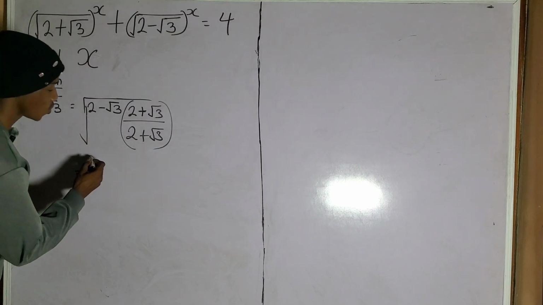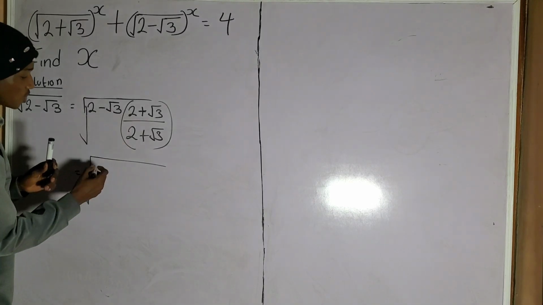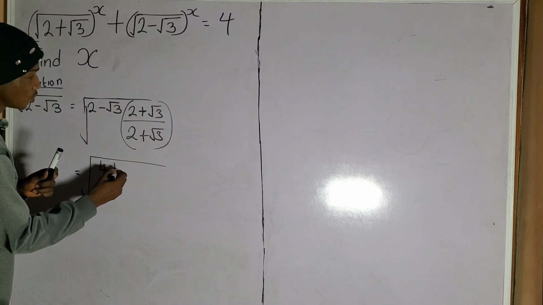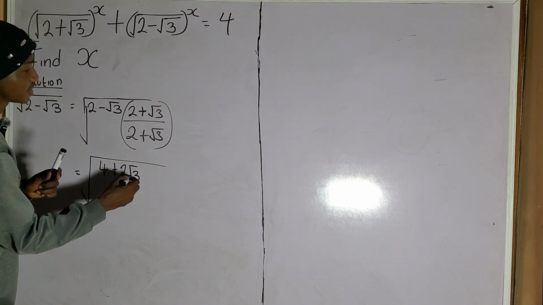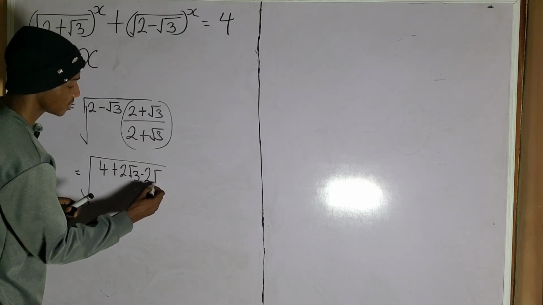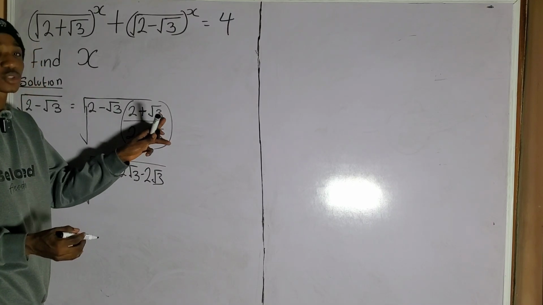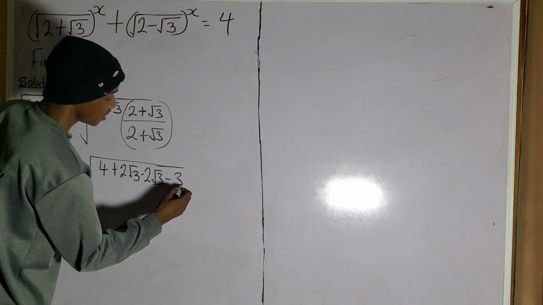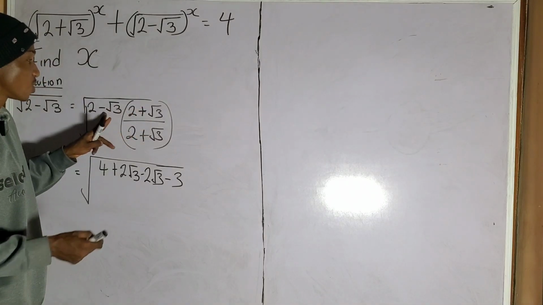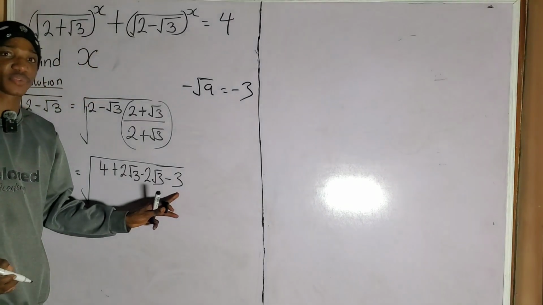For this, I'm going to have square root of 2 times 2. That is what? 4, right? 2 multiplied by plus root 3 will give me plus 2 root 3, right? Minus root 3 times 2 is negative 2 root 3. Minus root 3 times plus root 3, that is what? Minus 3. Because you're going to have square root of 9, and square root of 9 is what? 3, so it is negative 3. Do you understand? So that's how I result into this.